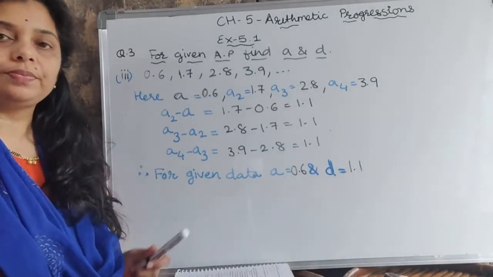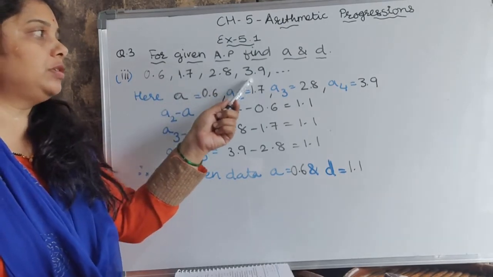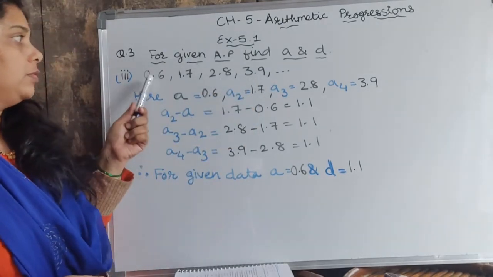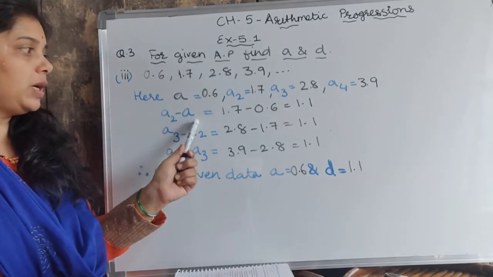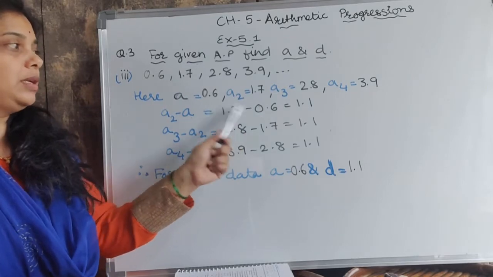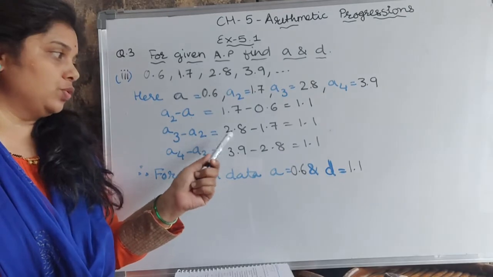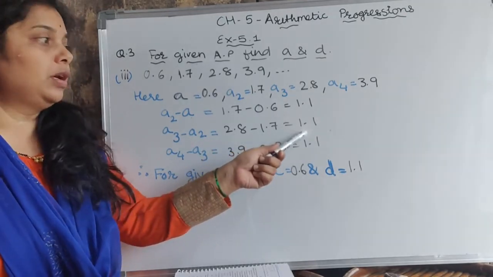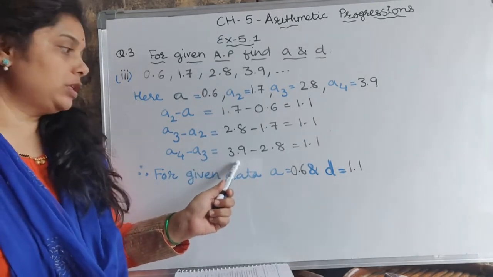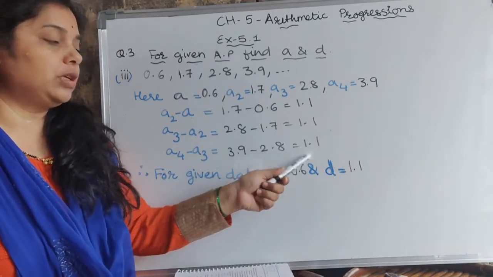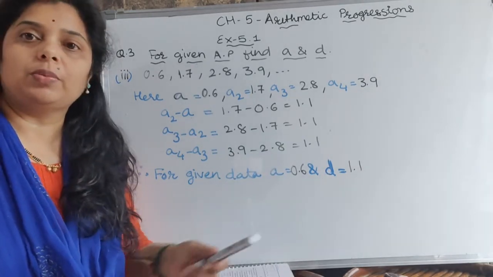Now the last one, 0.6, 1.7, 2.8, 3.9 and goes on. Again 0.6 is the first term. To take out the common difference, A2 minus A, 1.7 minus 0.6. So we will get 1.1. Similarly A3 minus A2, 2.8 minus 1.7, again 1.1. A4 minus A3 is equal to 3.9 minus 2.8, again 1.1. So in short, the common difference is 1.1.